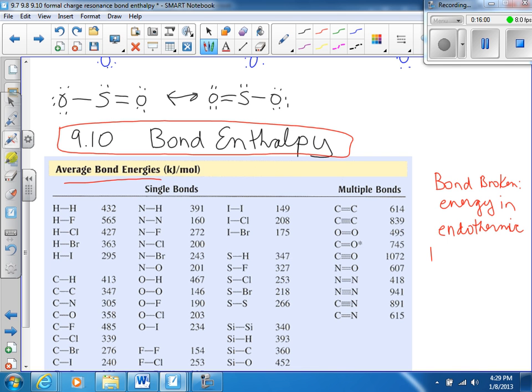Okay? When a bond is formed, energy is given off. And if energy is given off, we would say, is it exo or endothermic? If energy is given off, that would be an exothermic process. Exothermic.